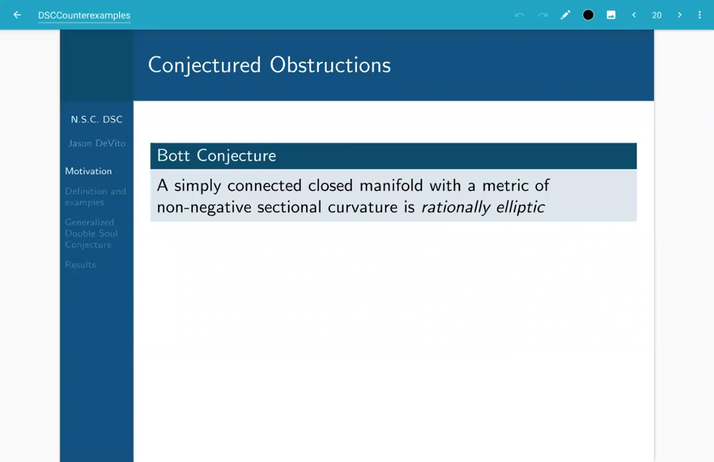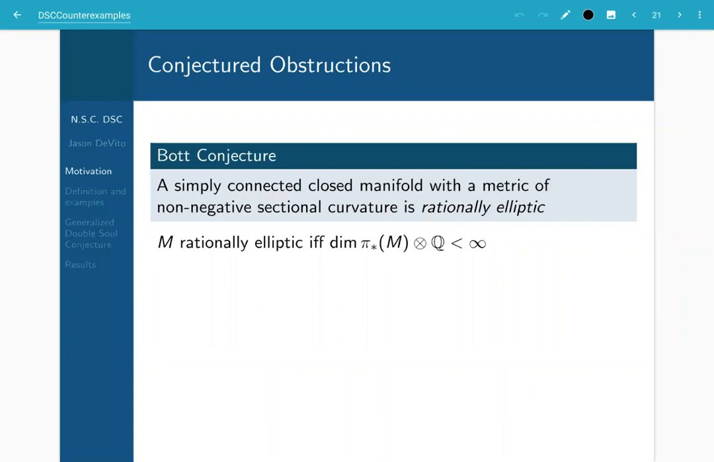One of them is the Bott conjecture, which asserts that a simply connected closed manifold with a metric of non-negative sectional curvature should be rationally elliptic. And one definition of rationally elliptic that I am particularly fond of is you look at the higher homotopy groups, pi2, pi3, pi4, etc. Those are all abelian groups, and so you can tensor them with Q. And once you do that, you get a rational vector space. You take all of those and put them together and compute the dimension, and you want that total dimension to be finite. So you call something rationally elliptic if you get this bound on the rational homotopy groups.